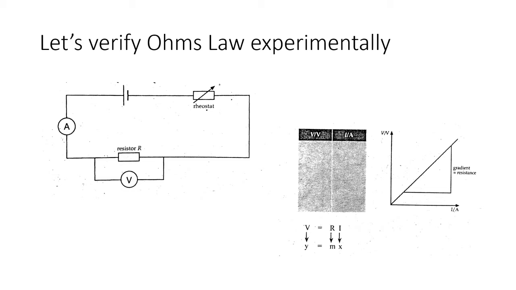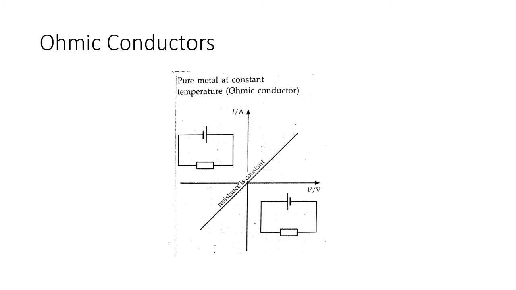Okay, so far so good. Next, we will see what are ohmic conductors and what are non-ohmic conductors. Conductors which obey Ohm's law are called ohmic conductors. Pure metals are good ohmic conductors. The voltage versus current characteristic curve of an ohmic conductor is a straight line passing through the origin.